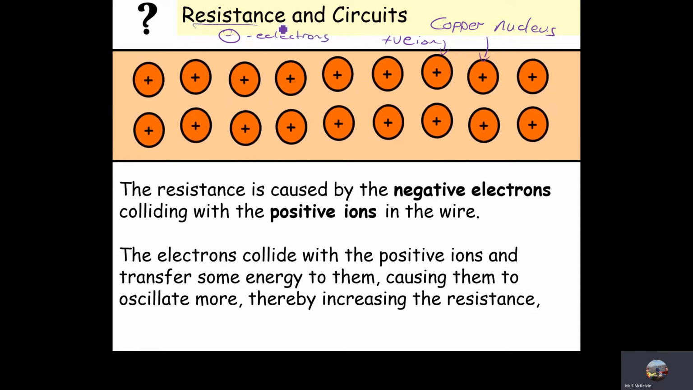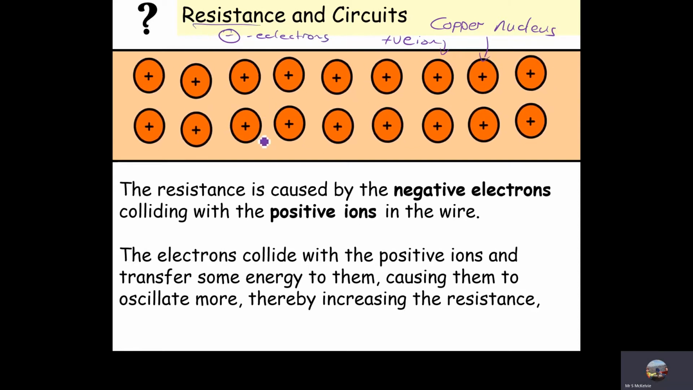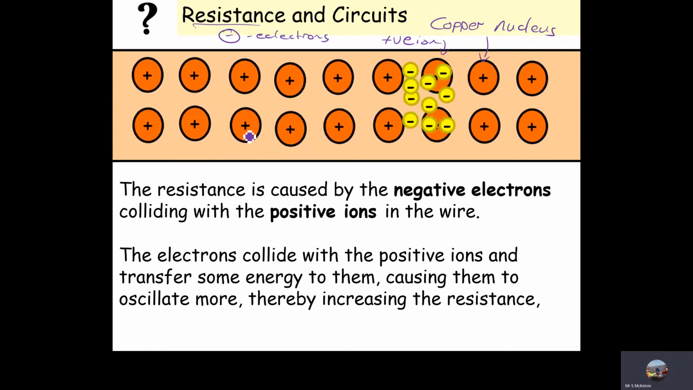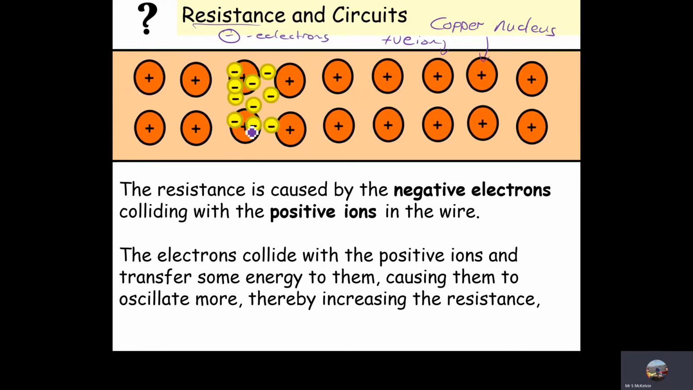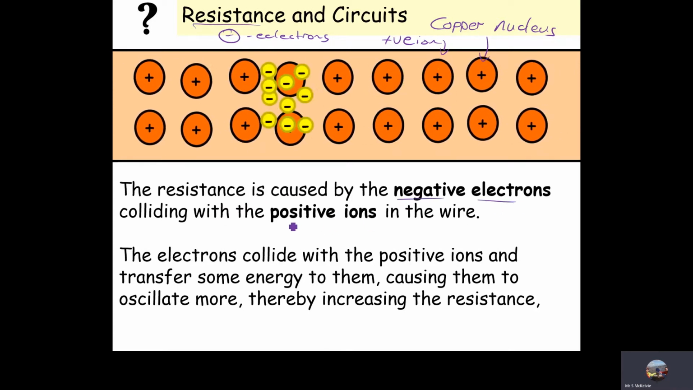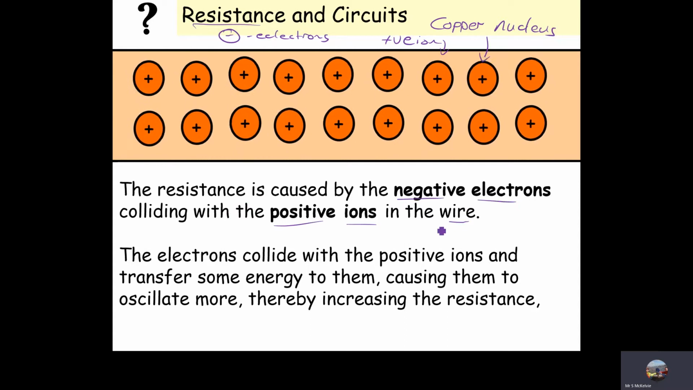So what is then resistance? Well, we've got to unpick a few things here to understand why the rate of flow of charge decreases, why the current decreases if resistance increases. And it's basically because my negative electrons collide with the positive ions in the wire.